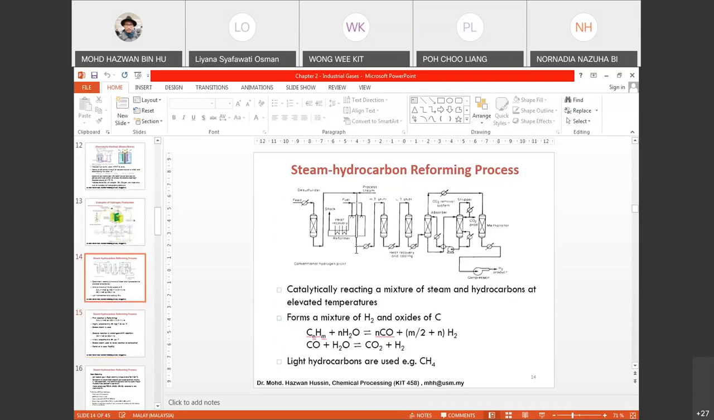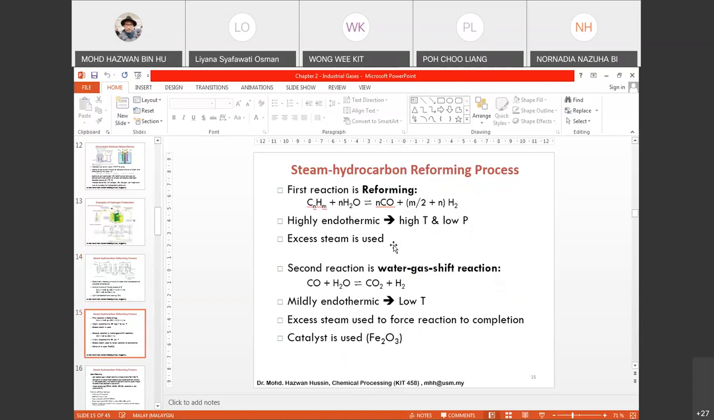That is why you will see over here, when it goes into the shifting process, the temperature goes from high temperature into a low temperature. All the while you will see a cooler, the heat exchanger cooler. So excess steam is used to force the reaction to completion, and a catalyst will be used in this stage as well. The type of catalyst used is actually ferric oxide.